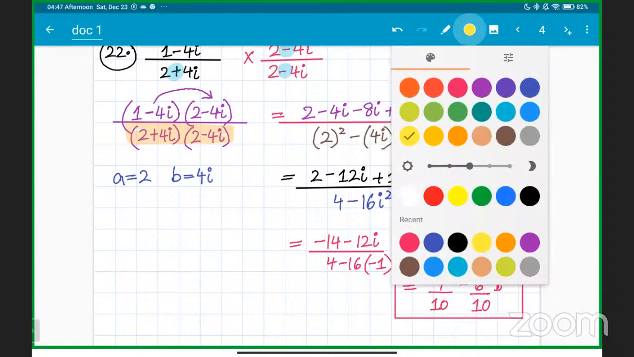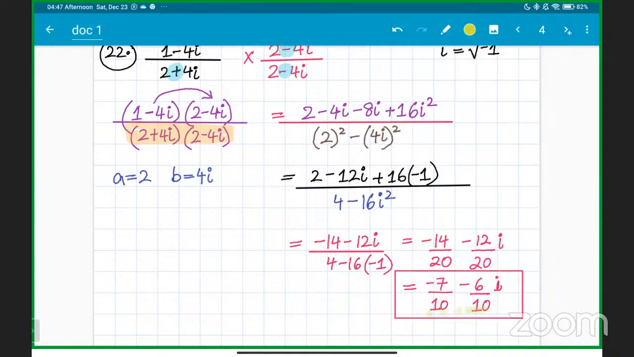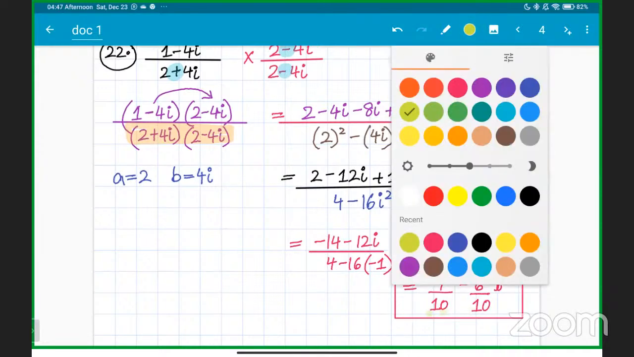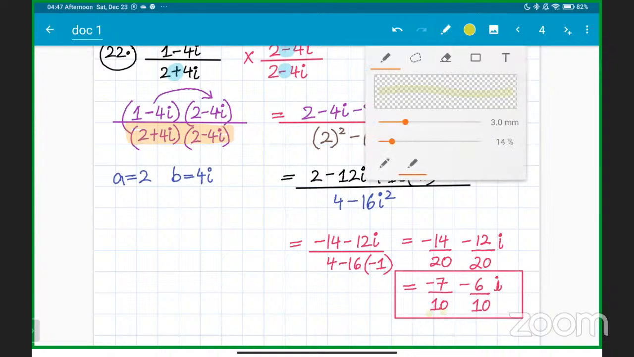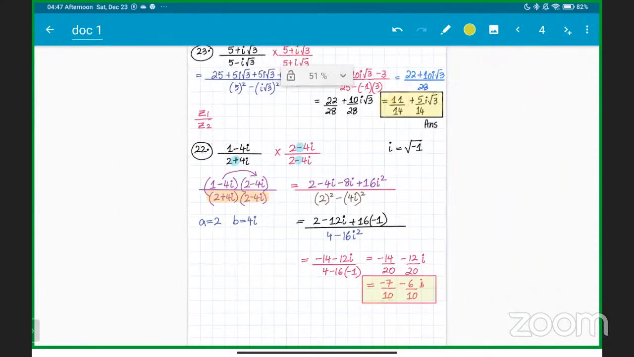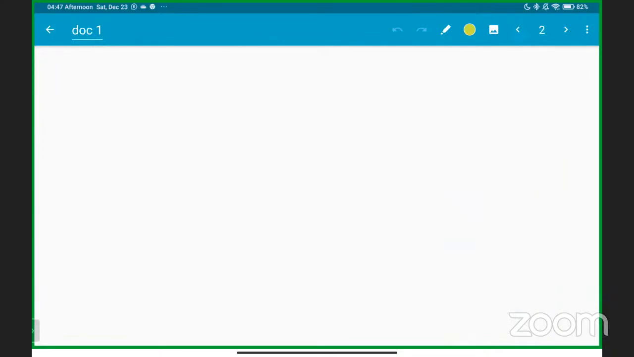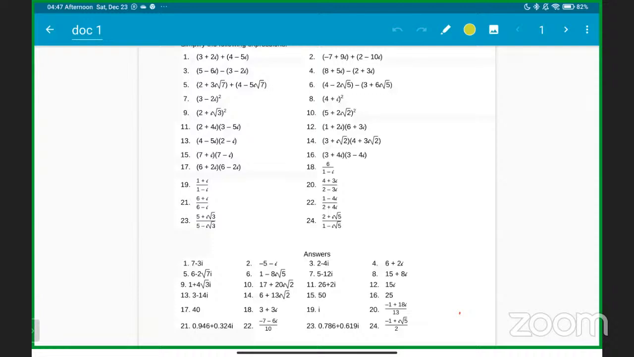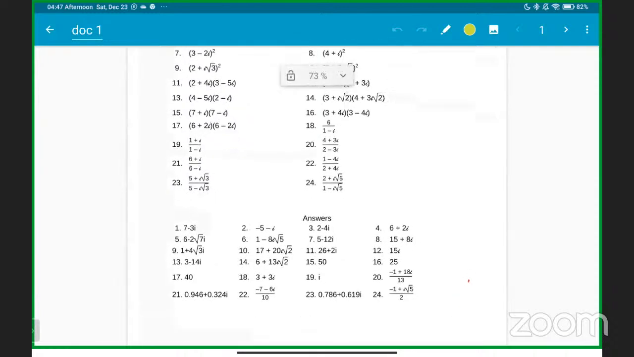Hope everyone got the rationalizing. Everyone clear on how to rationalize? Don't have to copy, I'll give the access to it. So make sure you revisit and redo it. Okay, everyone got this clear? No problem, right? Let's check the answer as well.